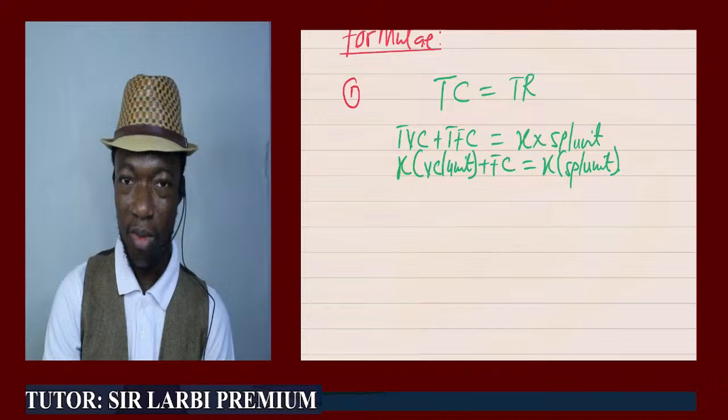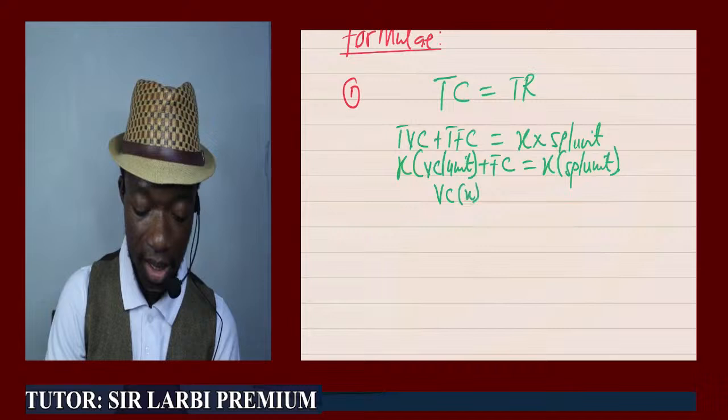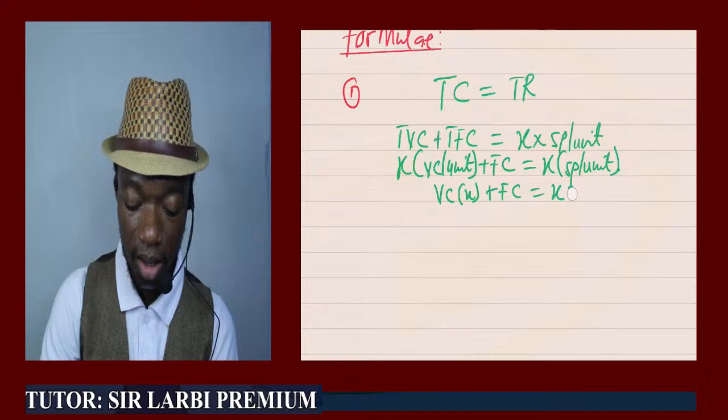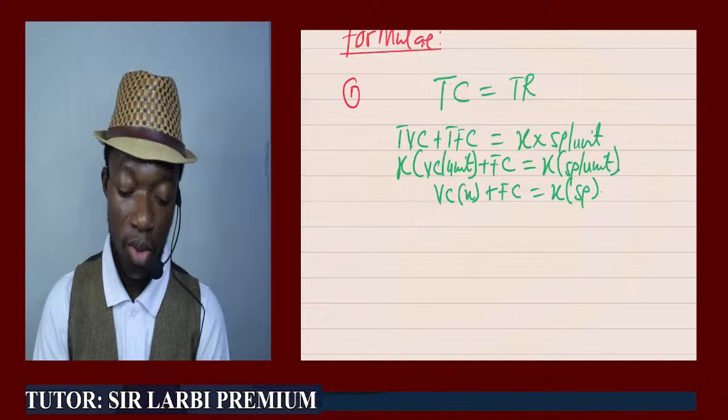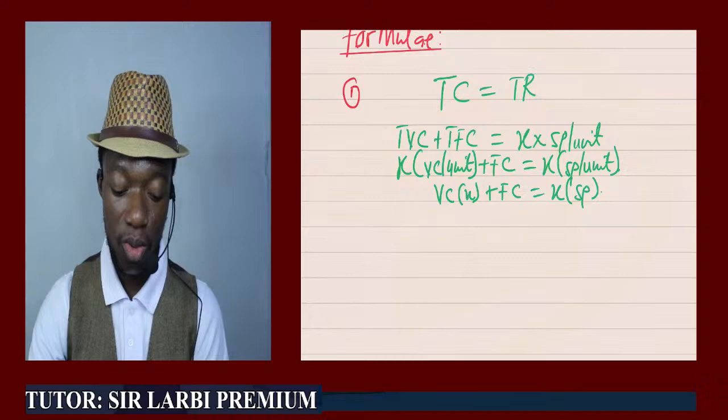So now, writing it the simpler way, we have VC of X plus FC, and that should be equal to X into bracket selling price per unit. Now, we want to make X a subject, being the output. So we want to bring in the variable cost to join that of the selling price and its output generally there.